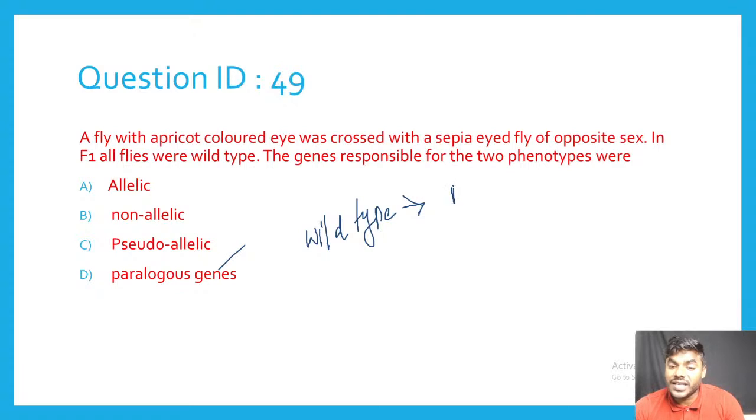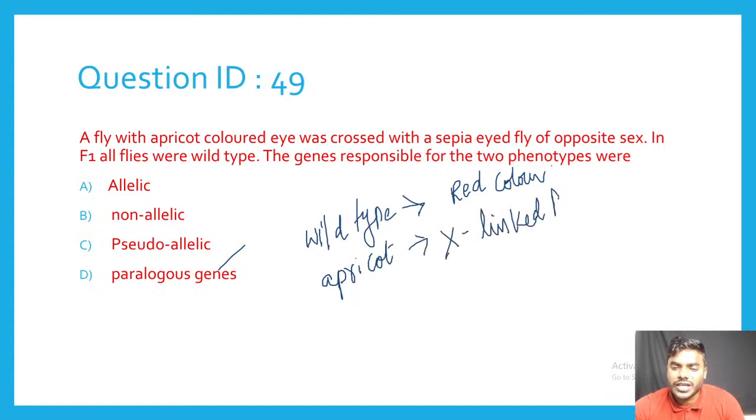Saima, wild type eyes are which color? Wild type eyes are red color. Correct na? But what is this apricot? Every student pay attention. Apricot is an X-linked recessive mutation. Apricot is what? X-linked recessive mutation, which is basically producing what? Not the red color. What will they produce, friends? They will produce the light orange red color.